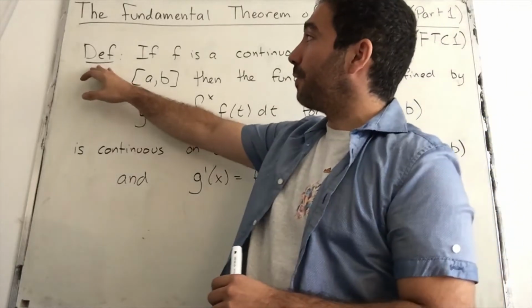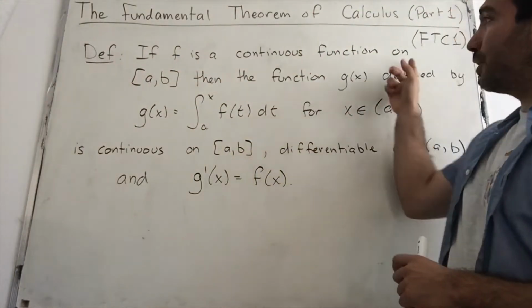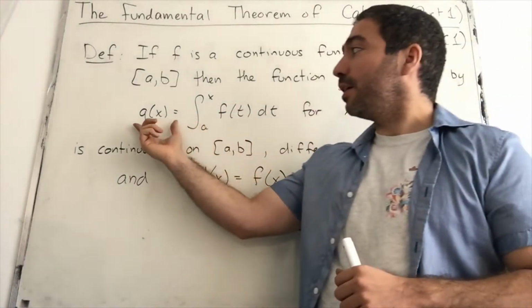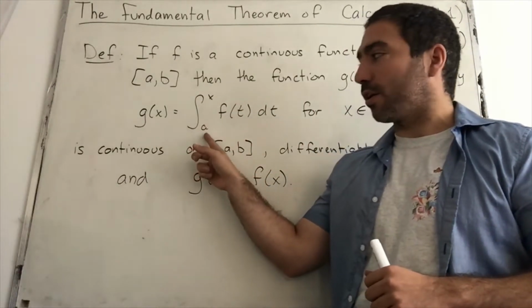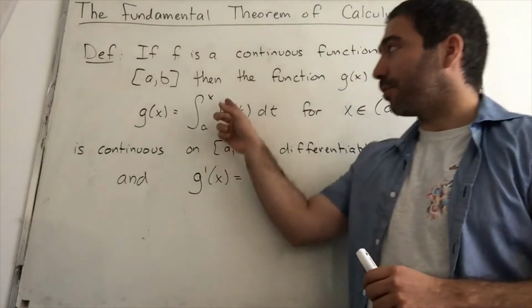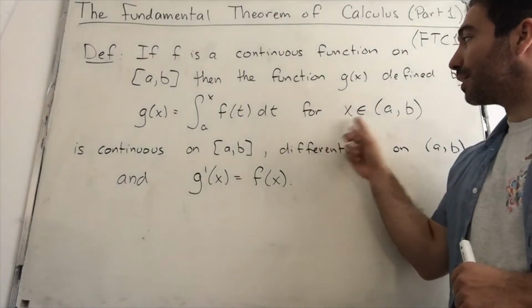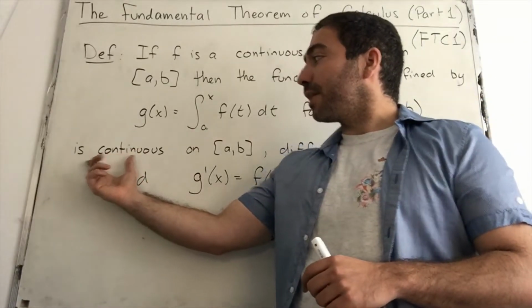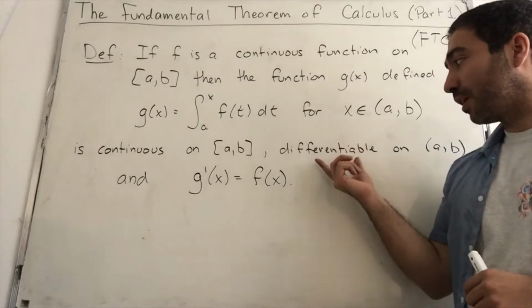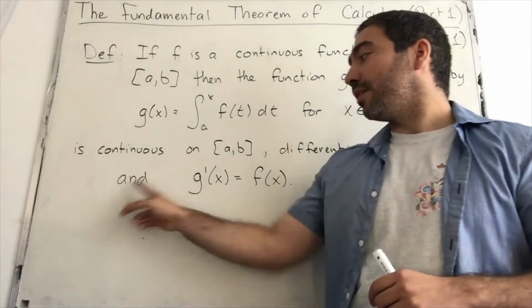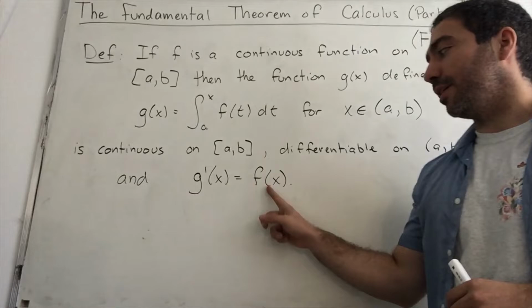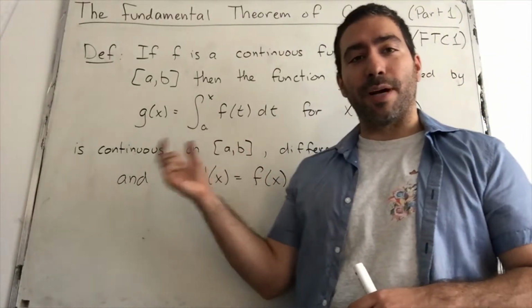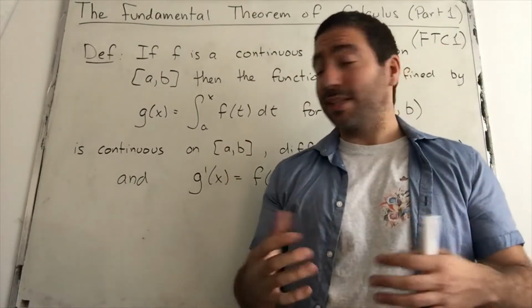So first of all, the definition is: if f is a continuous function on the closed interval [a, b], and the function g of x is defined as g of x is equal to the integral from a constant, a number, to x, a parameter, of f of t dt for x in the open interval (a, b), then g of x is continuous on the closed interval, differentiable on the open interval, and the derivative g prime of x is equal to the original function f of x. Namely, if you take the derivative of an integral, you're back with the original function. So this is very nice.